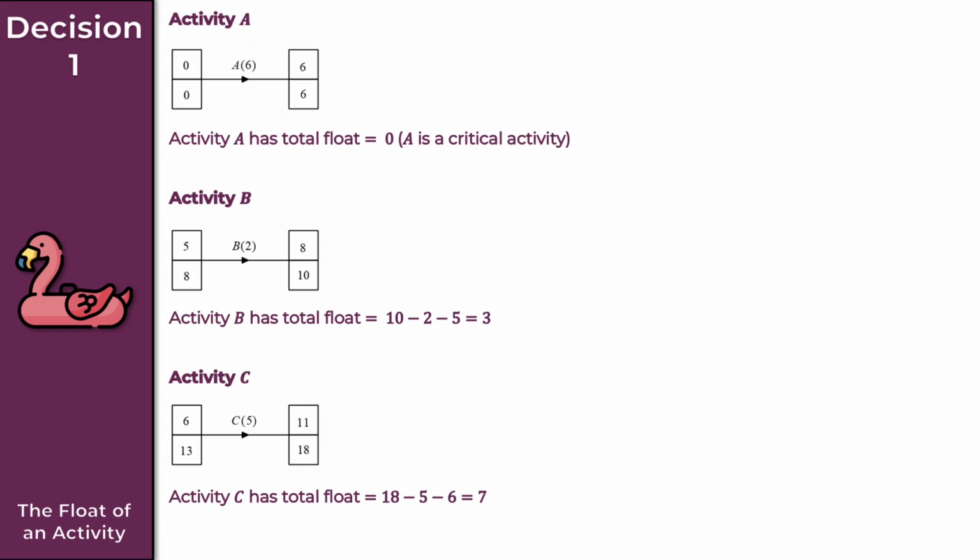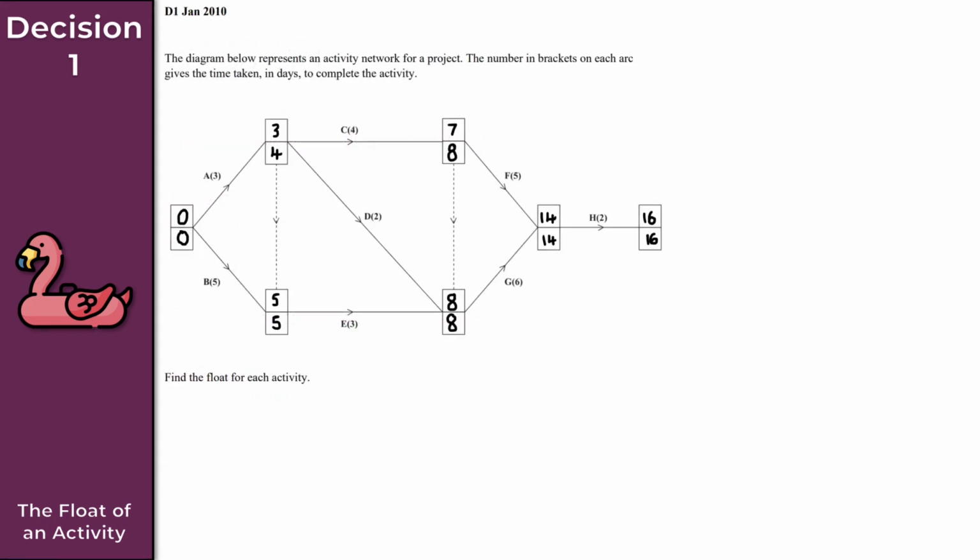So to finish with, let's just work through one practice question together. For this question, what we've got is an activity network. This diagram represents an activity network for a project. The number in brackets on each arc gives the time taken in days to complete the activity. So we can see our activity network here. The early and late event times have been completed for us. And all we want to do here is just find the flow for each activity.